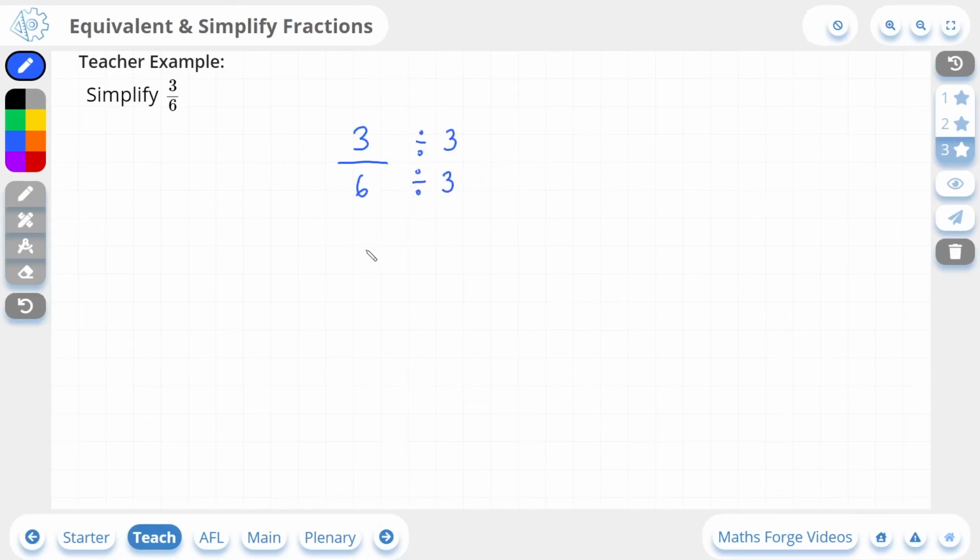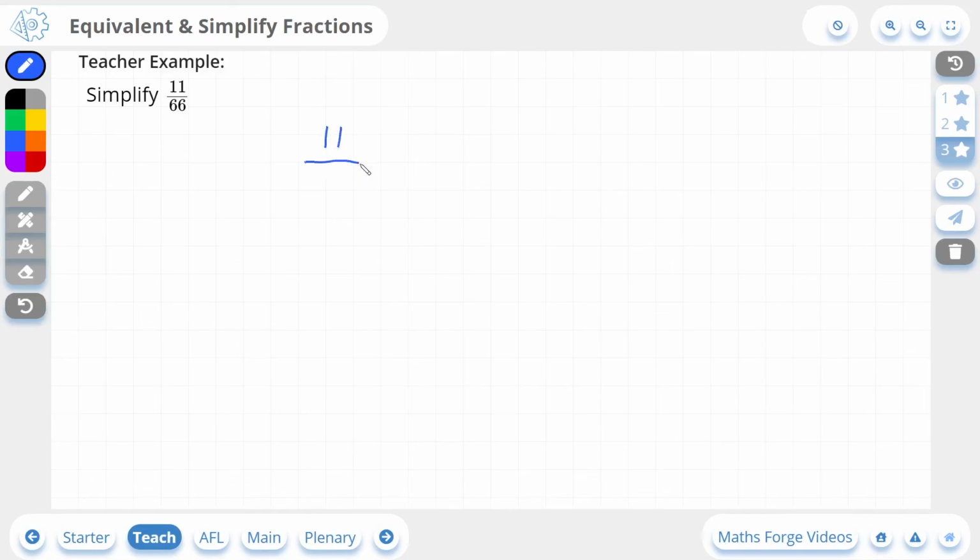So I can apply the same division to the top and the bottom. So 3 divided by 3 is 1. 6 divided by 3 is 2. And now we have 1 over 2. We can't simplify the 1 any further. And if we just check our answer, there it is. It's fully simplified.